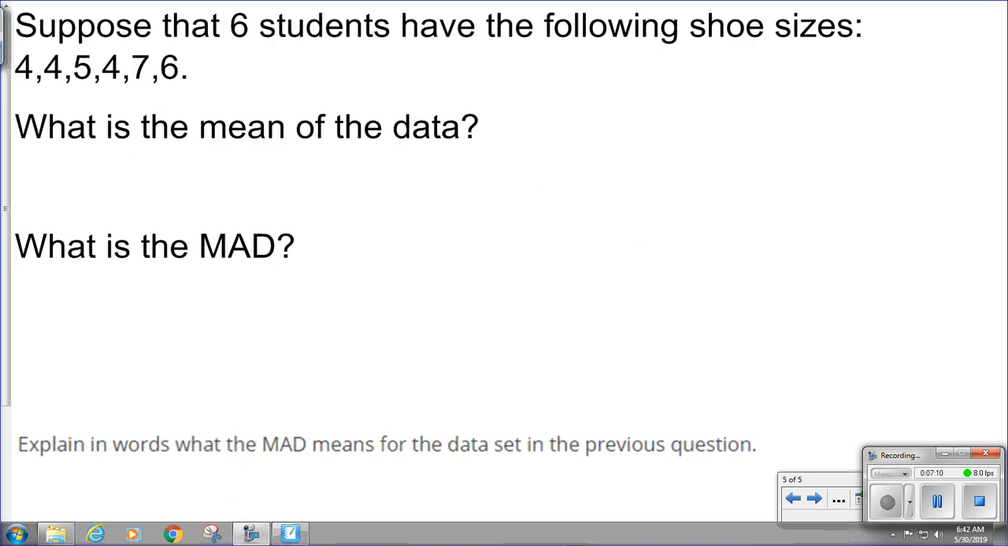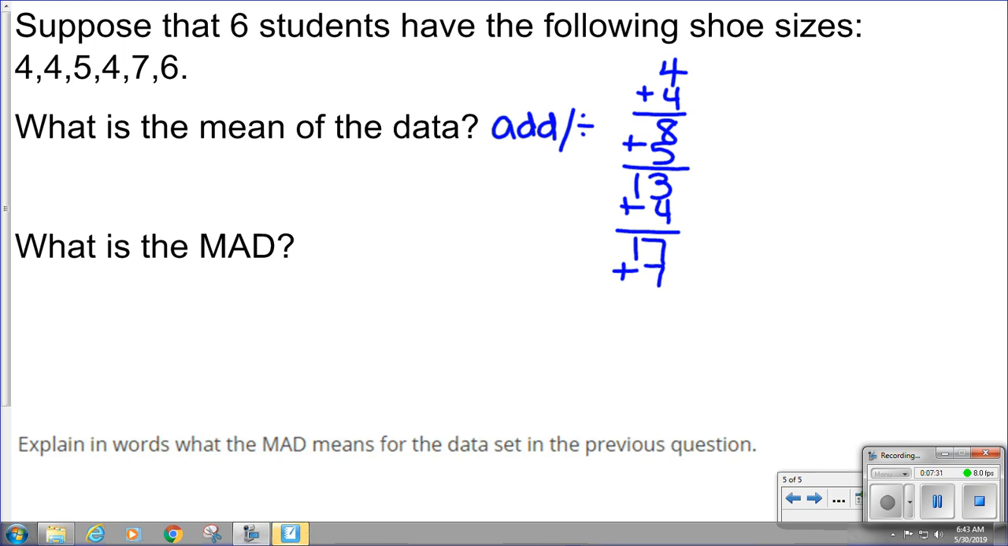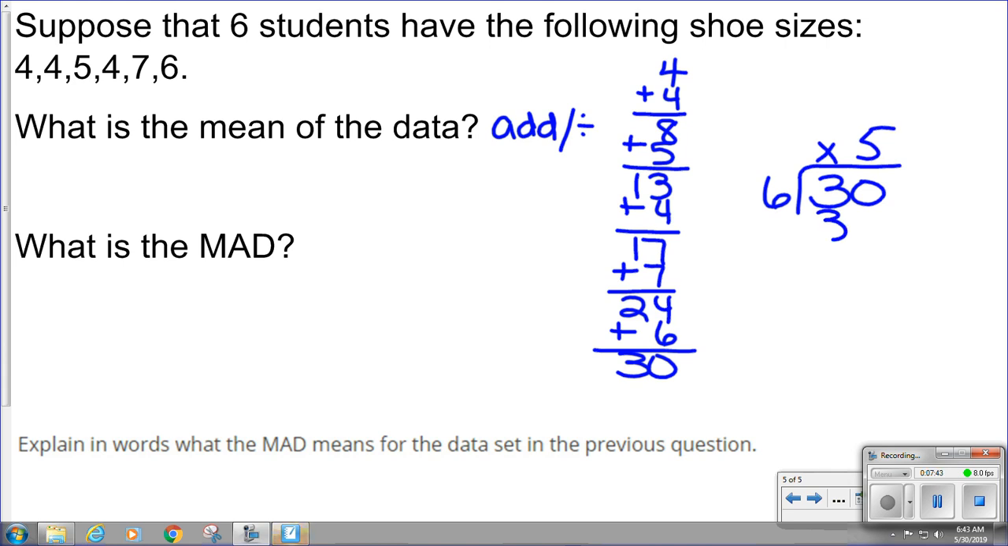The mean of this set of data is 9. Suppose that 6 students have the following shoe sizes: 4, 4, 5, 4, 7, 6. What is the mean of the data? So mean, again, is adding and then dividing. So I'm going to add 4 plus 4 plus 5 plus 4 plus 7 plus 6. 30, and I'm dividing it by 6. That's the total number I just added together. And my original mean is 5.